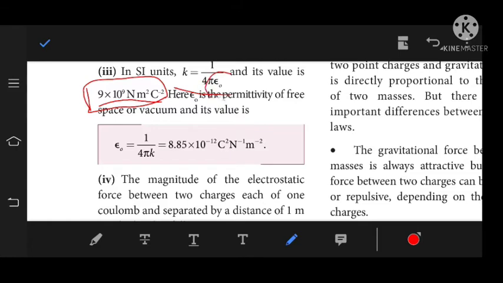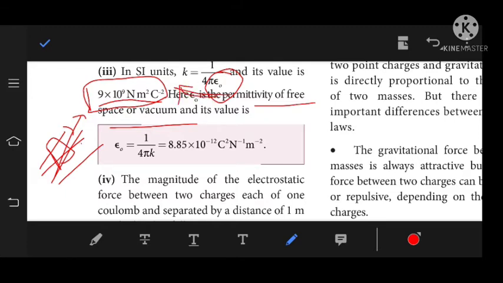Here, remember the term epsilon naught, it is the permittivity of free space. Now we have to know about permittivity. What is permittivity? It is the ability of a medium to allow electric field lines. Free space is the space free from all matter. Now what is the epsilon naught value? Epsilon naught comes to this side and k comes to the denominator, so epsilon naught is equal to 1 by 4 pi k.